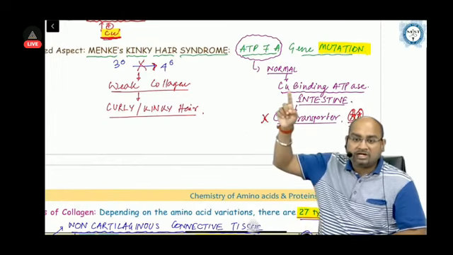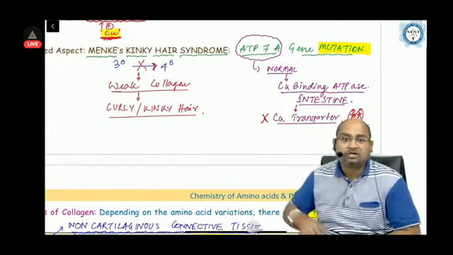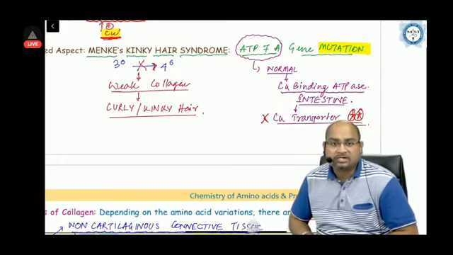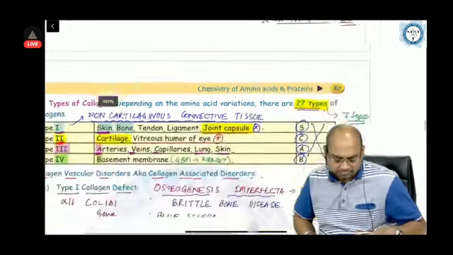Although it is a copper-binding ATPase, it will act as a copper transporter. So here we have got tertiary to quaternary structure formation unable to happen. That's why we have got weak collagen, kinky or curly hair.